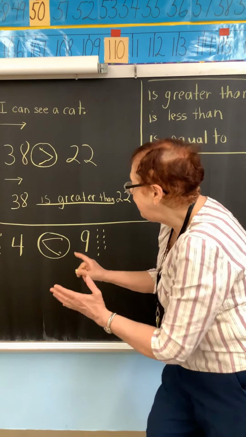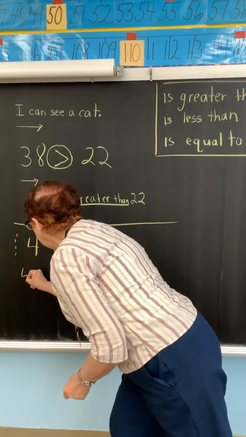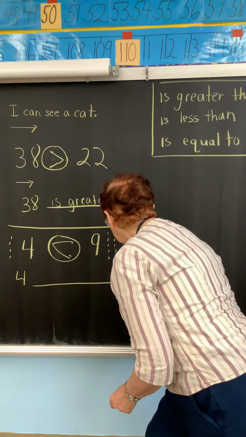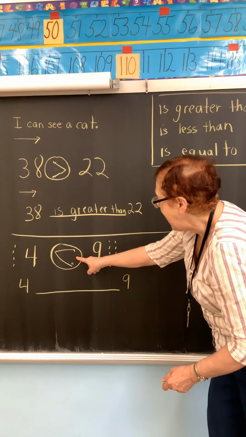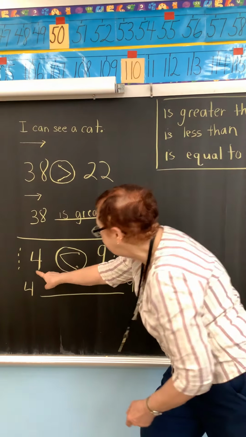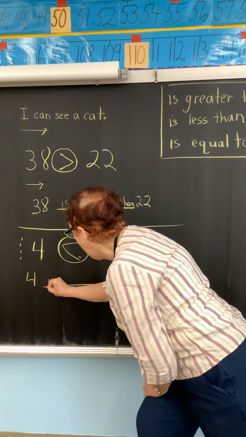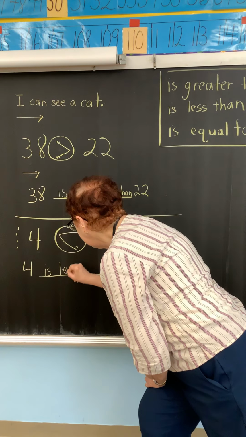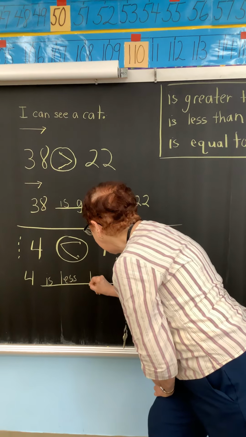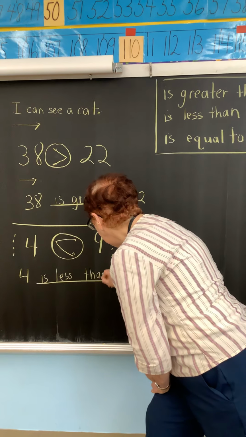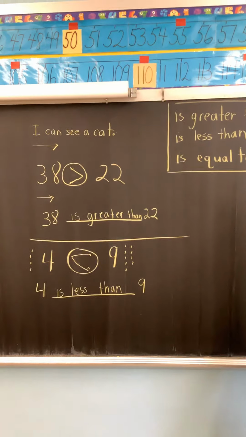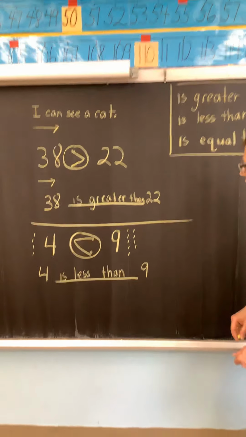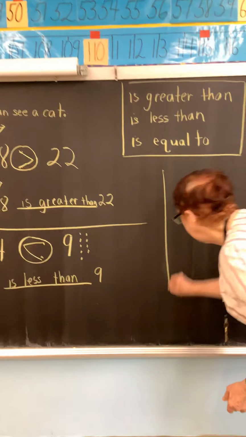So now when we read this, we're going to say 4 is less than 9, because you've got to start from your left. 4 is less than 9, okay? Because it is. The pointy part points to the smaller number, all right? So then let's just do one more, okay?